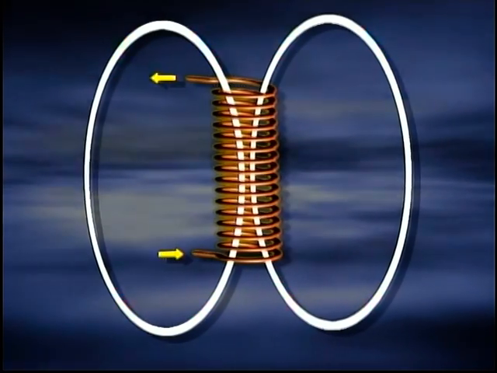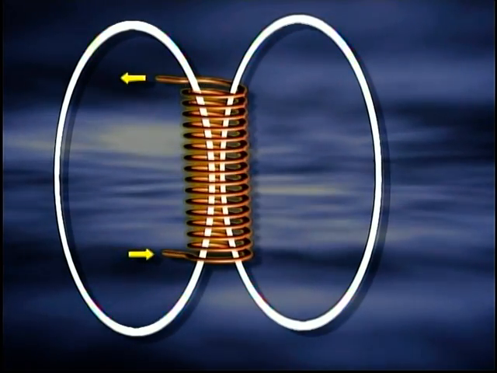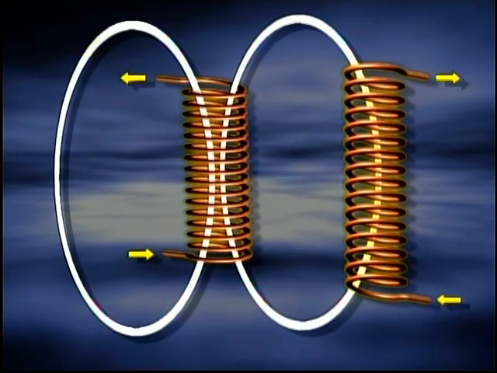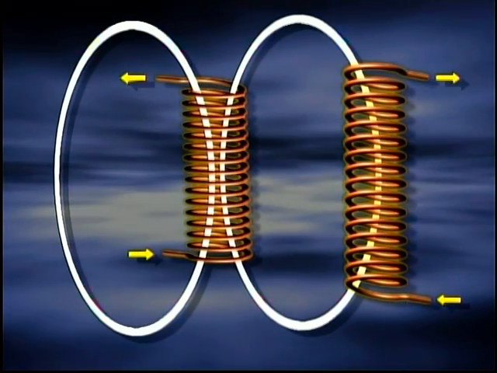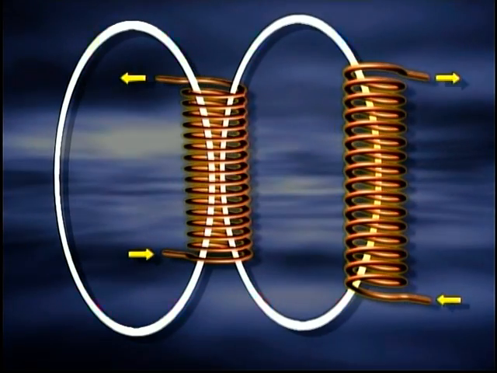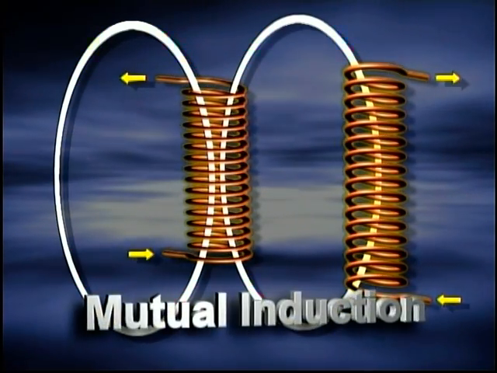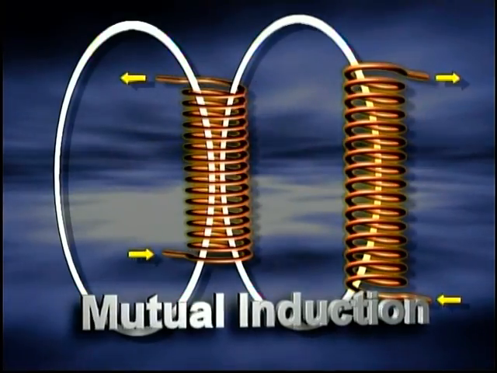If the alternating magnetic field generated by one coil cuts through the turns of a second coil, an EMF will be induced in this second coil, just as an EMF is induced in the coil which is cut by its own magnetic field. This action is known as mutual induction. The transferring of electrical energy from one circuit to another by means of a changing magnetic field is known as transformer action and is based on mutual induction.